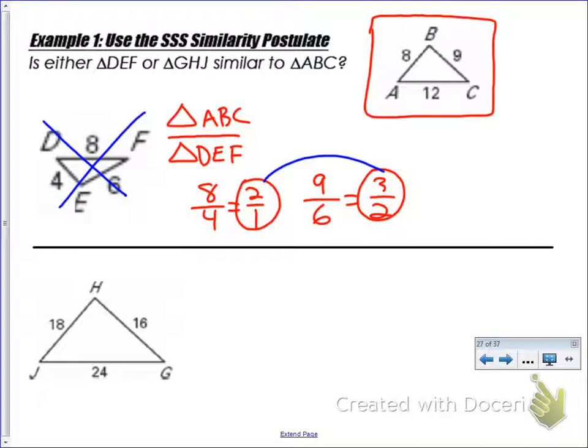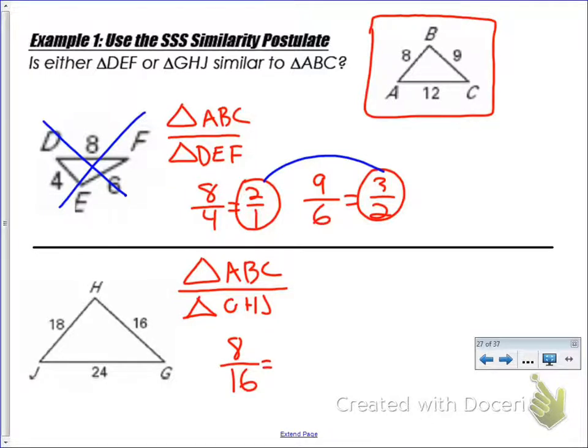So again, it's good to let me know from the start how I'm going to do my ratio. So ABC will be on the top, and then triangle GHJ will go on the bottom. And again, we're going to use the same method. So we'll start with 8, since AB is the smallest side on ABC. And that's going to correspond with HG, which is 16. That's the smallest side. 8 over 16 is going to reduce to 1 to 2. So here's my ratio of ABC to GHJ.